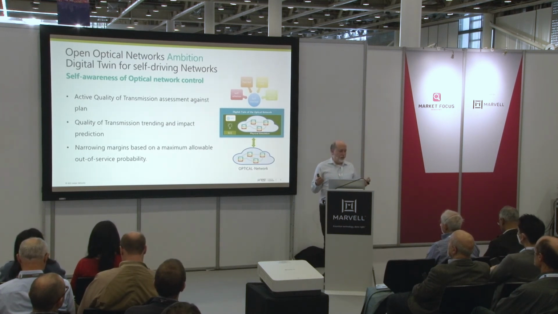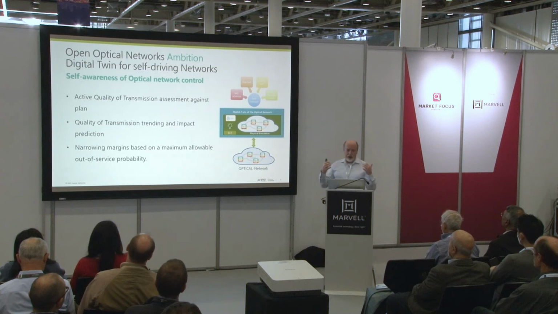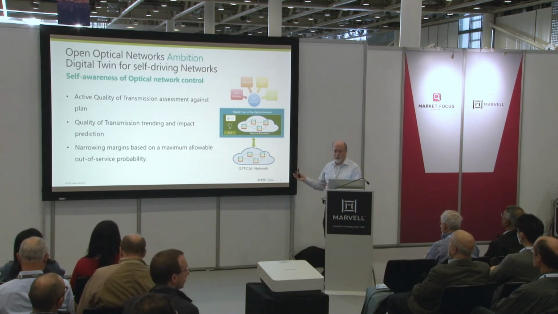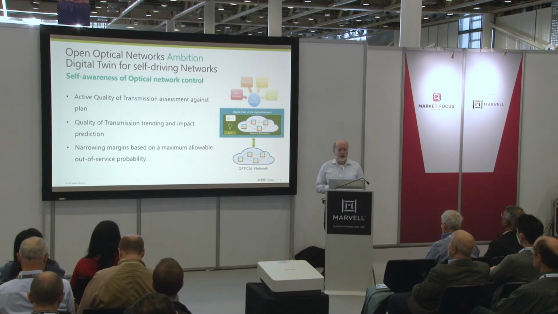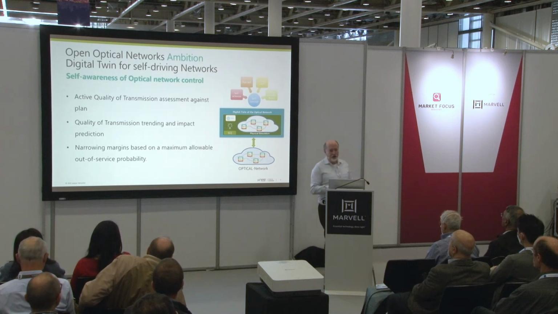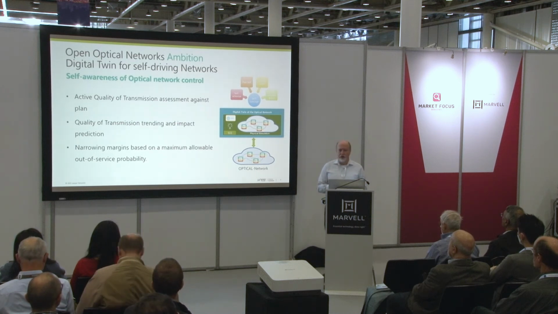So if you have a simulation tool that is able to take into account the impairments of the actual network and able to predict, you are able to narrow down the system margins that you need to set aside for your optical network. By doing so, obviously, you can save a lot of CapEx, because you can use higher modulation schemes and really run the network a little bit hotter than it is today.